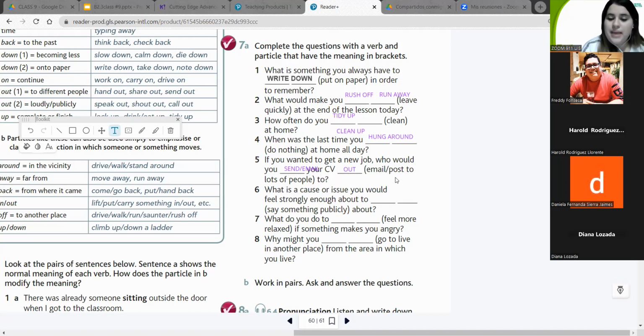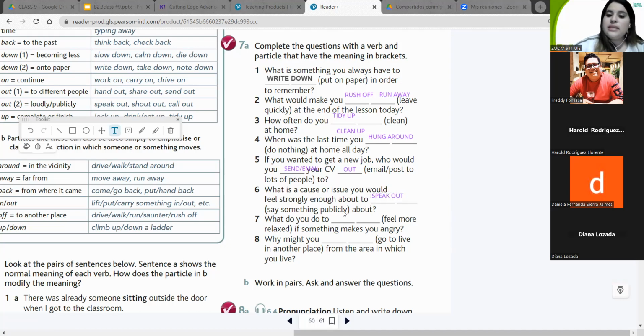Number 6, what is a cause or issue you would feel strongly enough about to say something publicly about? Speak up. Speak out. Yes, speak out. What is a cause or issue you would feel strongly enough to speak out about?